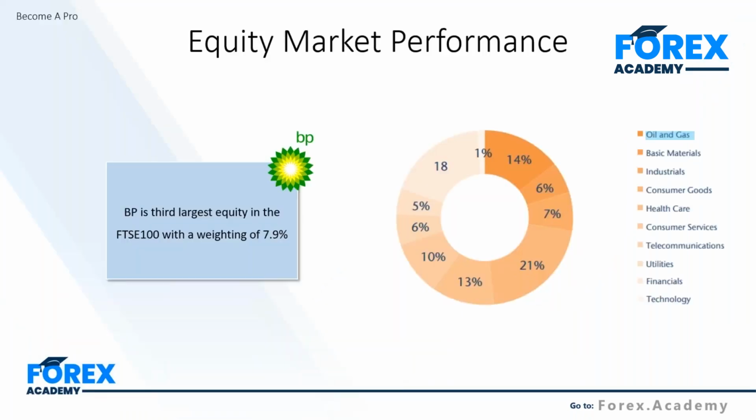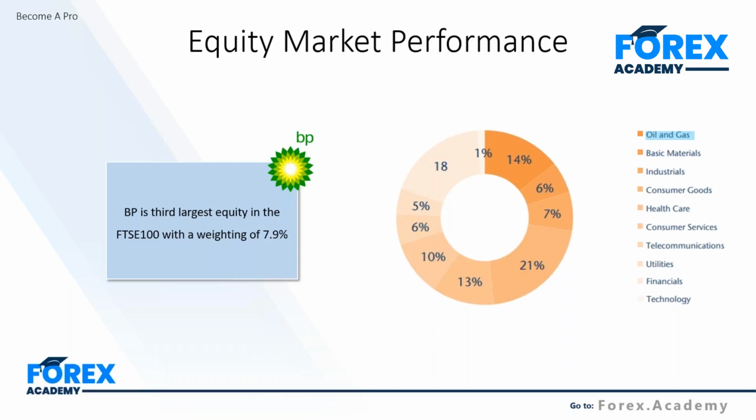So here we have the weighting of the FTSE 100, the primary index of the United Kingdom, and we see that oil and gas contributes a large portion. It's the overwhelming portion there, creating 21% of the overall value of the UK FTSE market. BP itself is a very well-renowned company, British Petroleum. It is the third largest equity in the FTSE 100, with a weighting average of 7.9% of the overall equity index. So that's quite a large percentage of weighting.